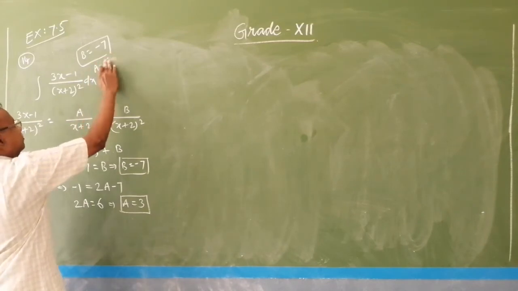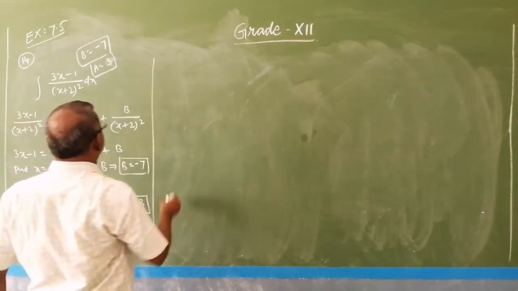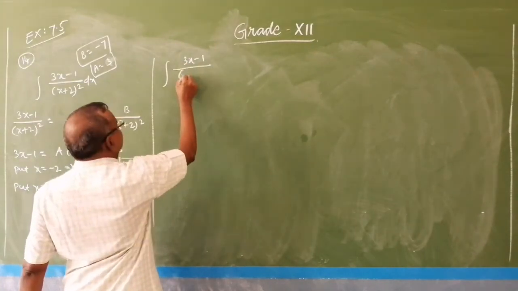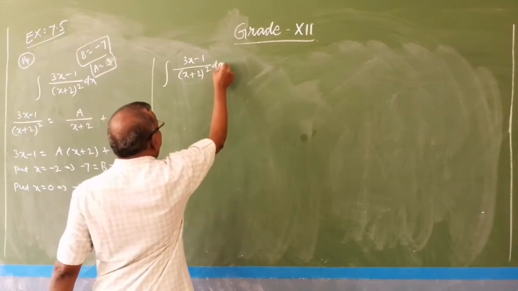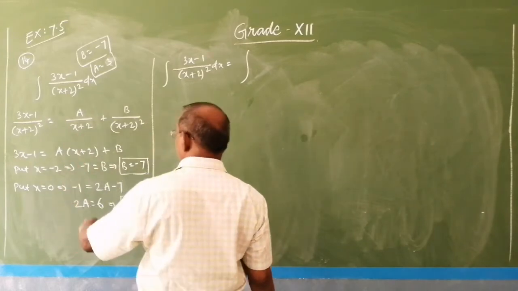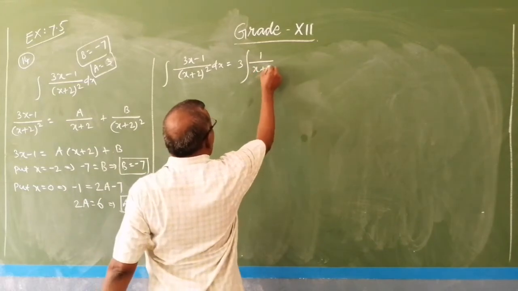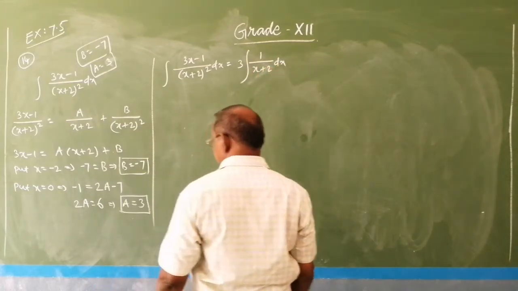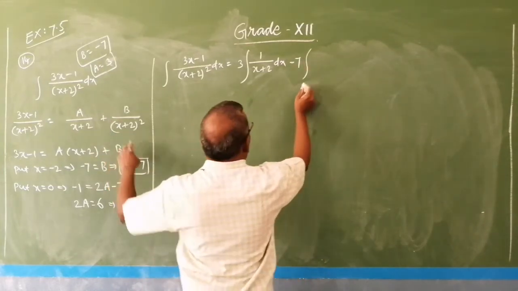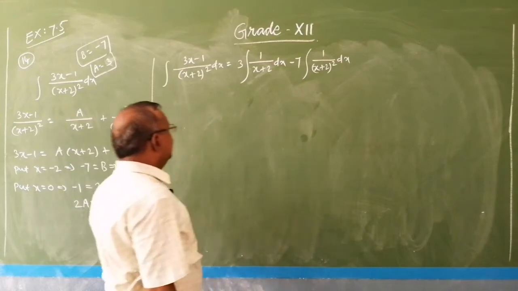For our convenience, here a equal to 3, and this integral (3x minus 1) divided by (x plus 2) the whole square into dx can be written as integral a by (x plus 2), where a equal to 3. So 3 into 1 by (x plus 2) into dx. Then b equal to minus 7. So minus 7 into integral, that is 1 by (x plus 2) the whole square into dx.